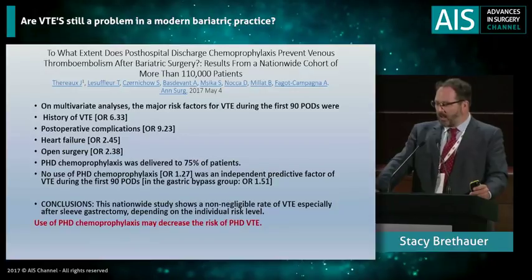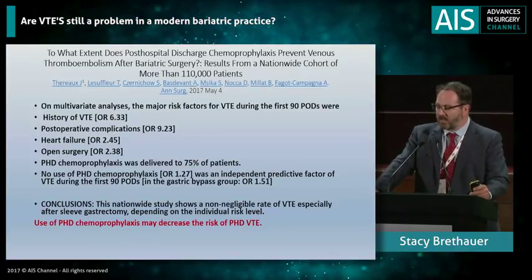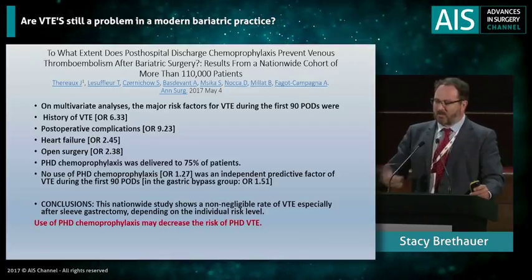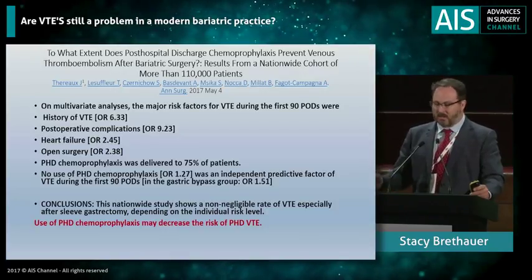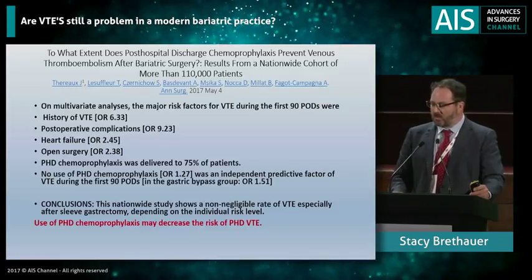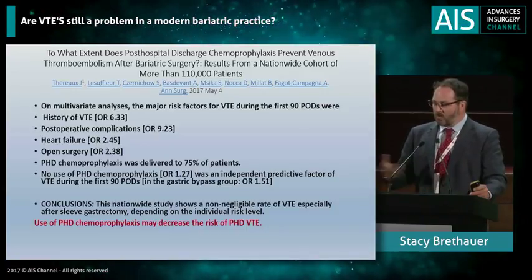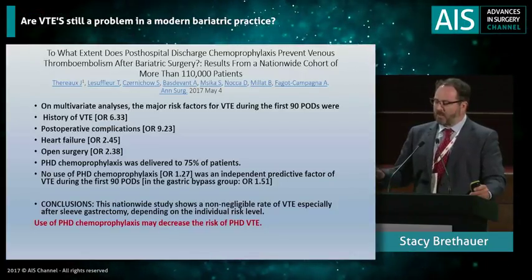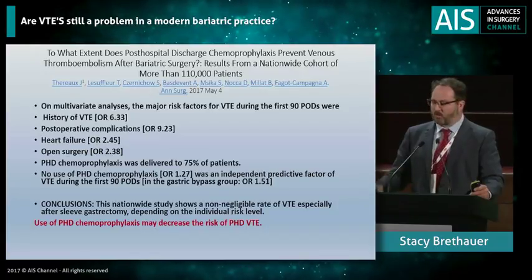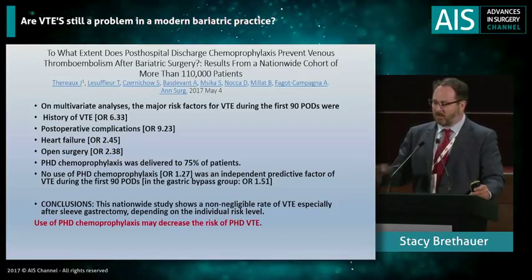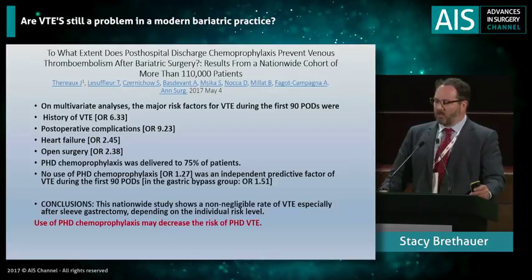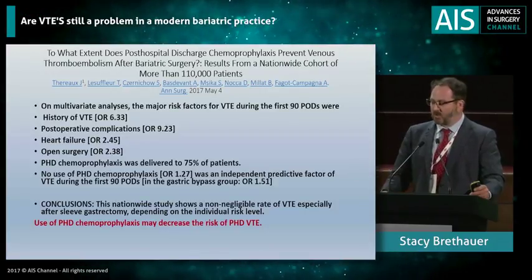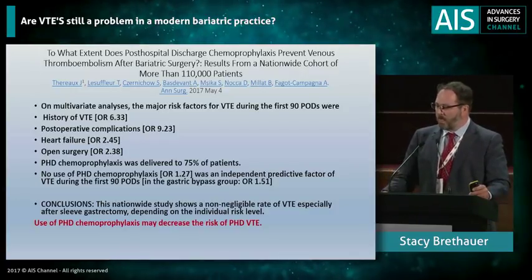On their multivariate analysis, the major risk factors in the first 90 days were history of VTE, hypercoagulable state, postoperative complications, similar to what we found, heart failure, interestingly not quite as strong a predictor as in our model but still in the list, and open surgery. And in that study, 75% of the patients received post-discharge chemoprophylaxis, which I think is fairly high and fairly aggressive, which is a good thing. I don't think 75% of the patients in the United States are getting post-discharge prophylaxis. I'd be really surprised if it was even 50%.